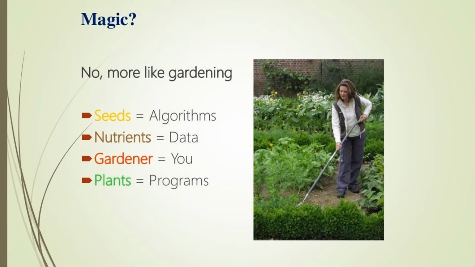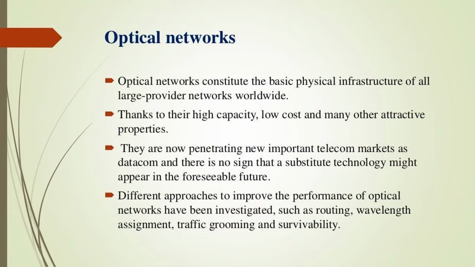Machine learning is much like gardening. Seeds are algorithms, nutrients are data, the gardener is you, plants are programs. Let's know about optical networks. Optical networks constitute the basic physical infrastructure of all large provider networks worldwide.